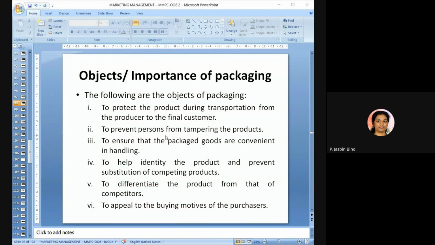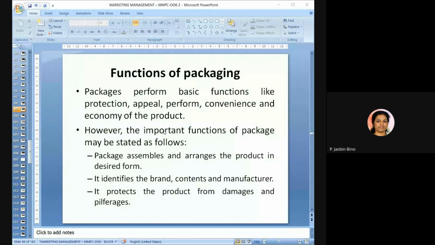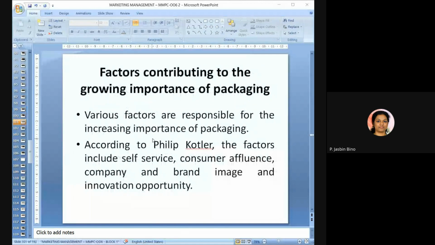Normally, we buy a product based on the package also. We take a product and read the label on the packaging: the directions to use, the benefits of the product, and the ingredients added. These are all in the package. The functions, as I mentioned before, are protection, appeal, performance, convenience, and economy. Next, the factors contributing to the growing importance of packaging. Various factors are responsible for increasing the importance of packaging.